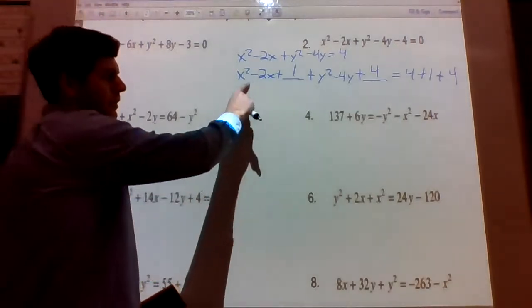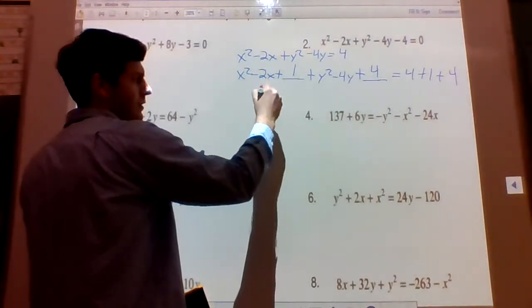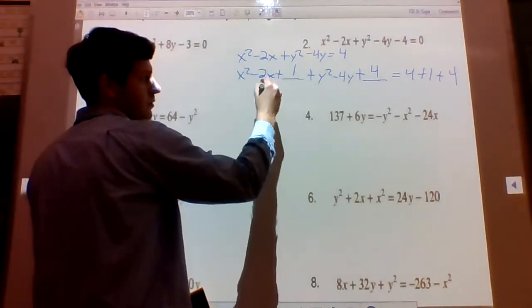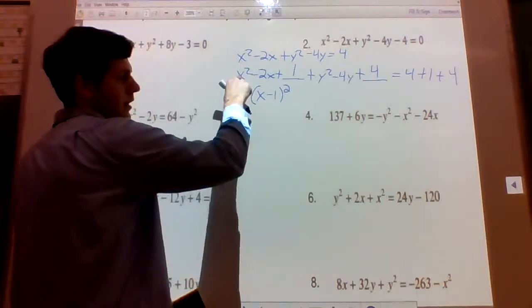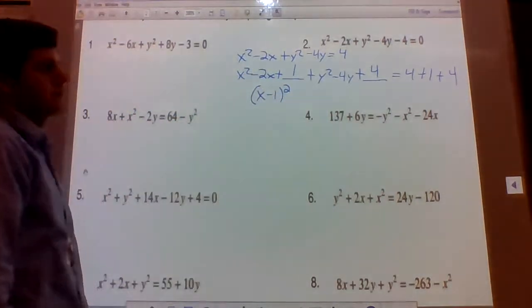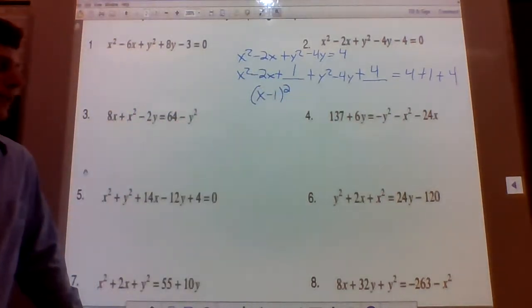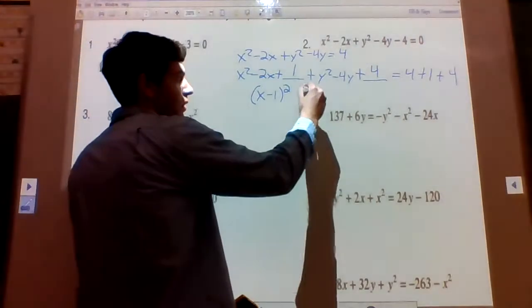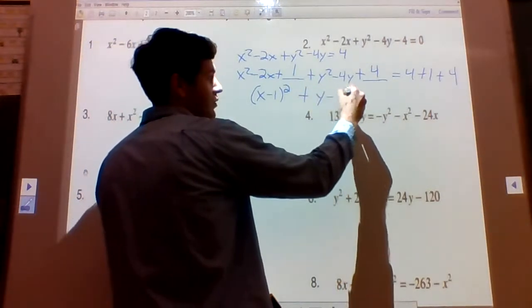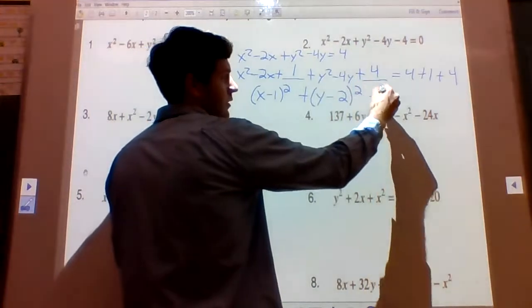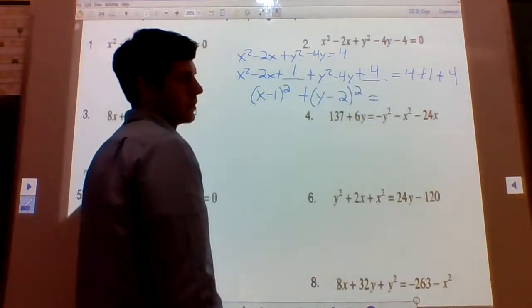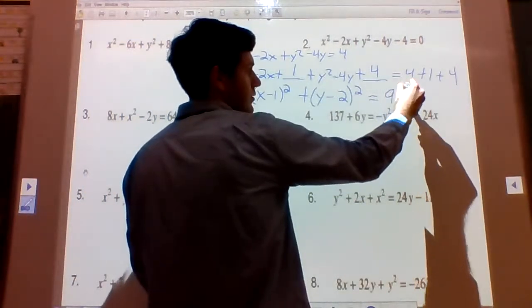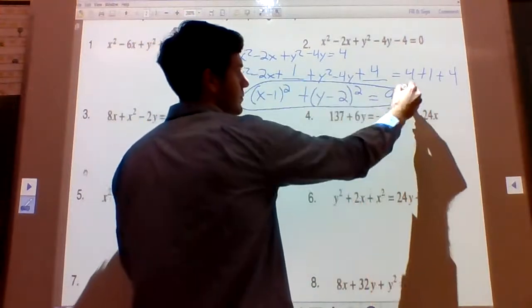Okay, so x squared minus 2x plus 1 will factor to (x minus 1) squared, right? What adds to -2 and multiplies to +1? Well, that's -1 and -1. So it's a perfect square. Here, we're going to have plus (y minus 2) squared. Okay, then that's going to be 9. So here's our equation for number 2.